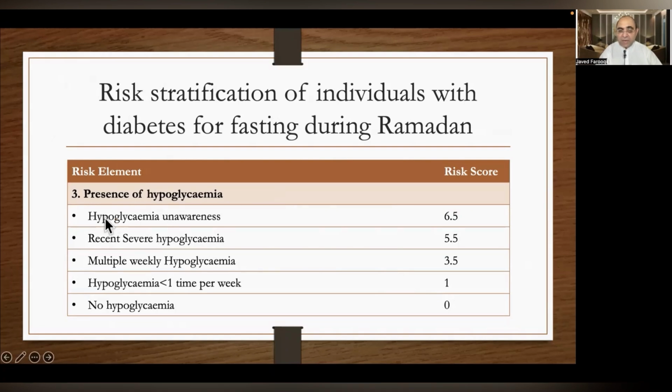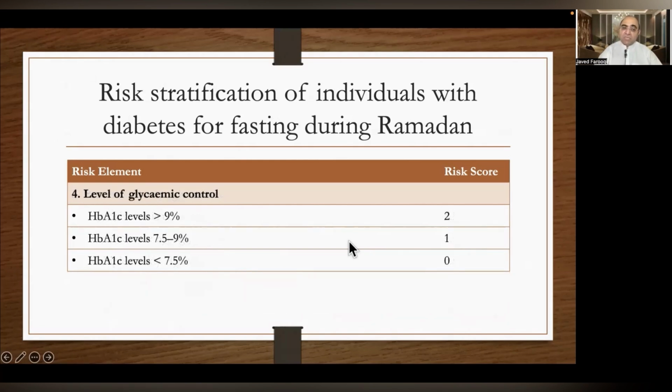Remember this, here the hypoglycemia happens, but the patient is unaware. The patient doesn't sense the symptoms and signs of hypoglycemia. So when hypoglycemia happens but the patient is unaware or doesn't recognize it, he is given 6.5 marks. So according to the presence of hypoglycemia, it may score 0, 1, 3.5, 5.5, or 6.5. Now the fourth element is level of glycemic control. If it is more than 9, it is given 2 marks. If it is 7.5 to 9, it is given 1. When it is less than 7.5, no score is given, it scores 0.